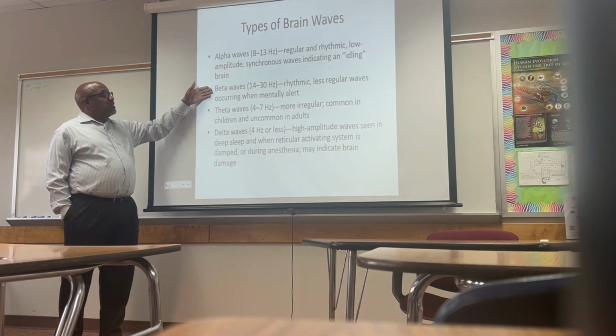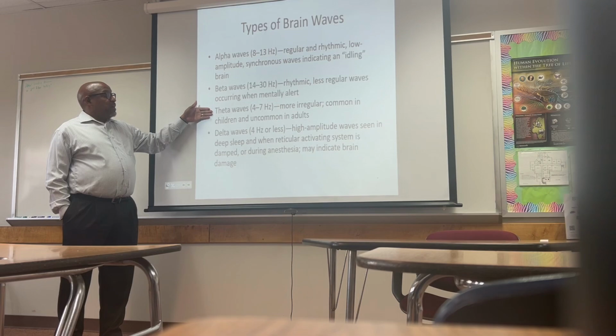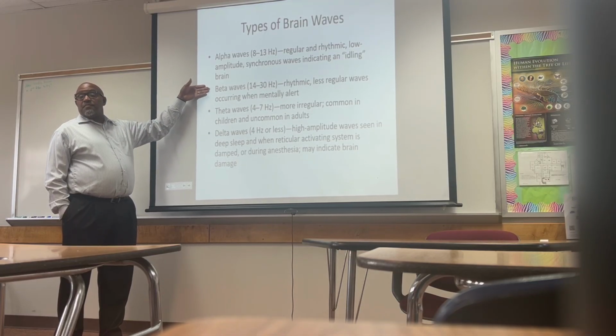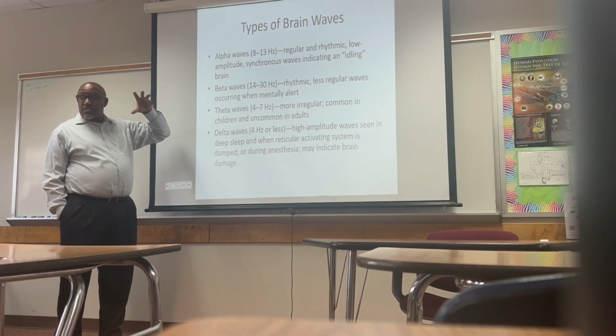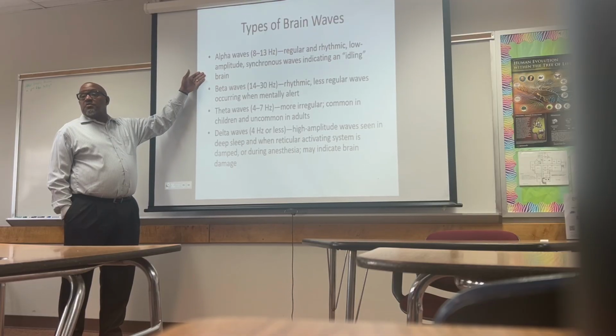Beta waves, less regular waves, you're mentally alert. All right. Theta waves, more irregular, common in children, uncommon in adults. All right. Delta waves, deep sleep. So my hope is everybody has beta waves right now. You're engaged, you're active, you're paying attention. All right. Alpha waves are those that are daydreaming. All right. You're just sitting here trying to make it look like you're paying attention when you're really not.